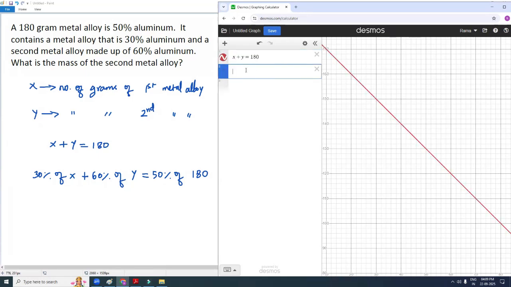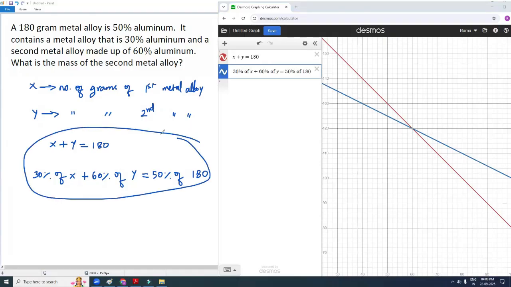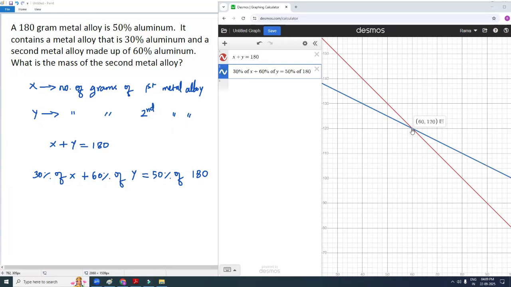So this is the first linear equation, and the second one is 30% of X + 60% of Y = 50% of 180. Okay, here I got the graphs of the two linear equations. So there are two straight lines. Now to get the solution, that is a value of X and a value of Y in the system of two linear equations, we have to consider the point of intersection of the two lines over here in Desmos.